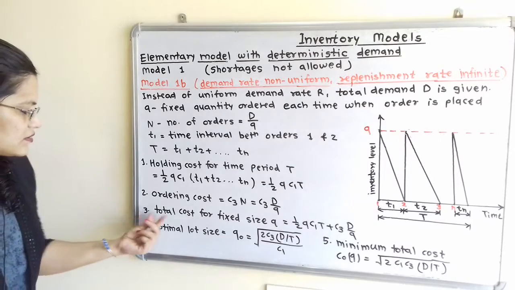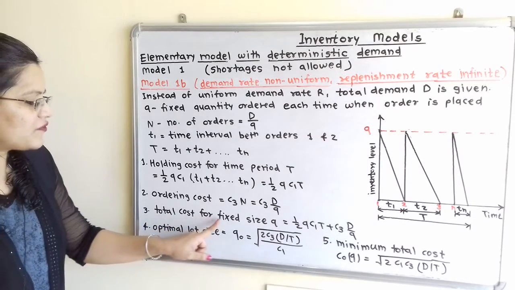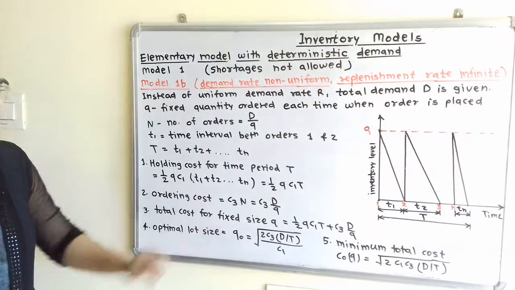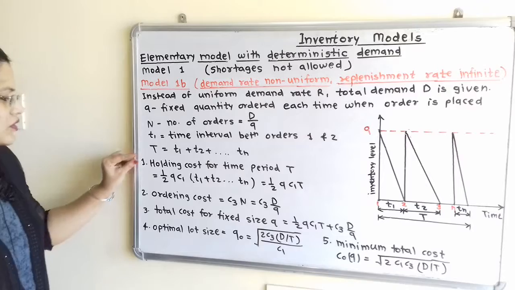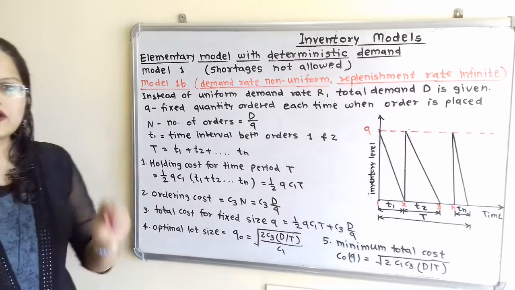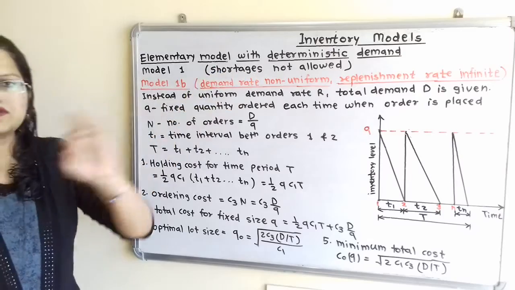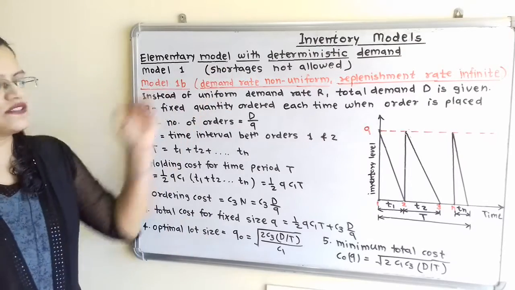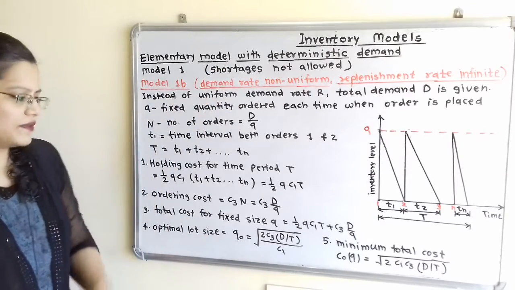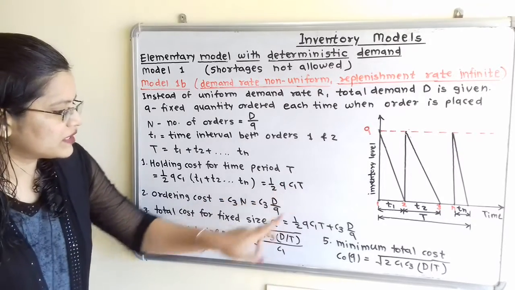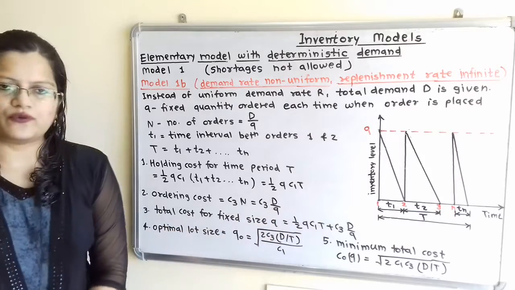Then the third formula, total cost for fixed size Q. How to calculate the total cost? Holding cost plus ordering cost is the total cost, because we will not consider shortage cost, as that is not allowed for model 1. So we write this addition: half Q C1 T plus C3 D by Q.